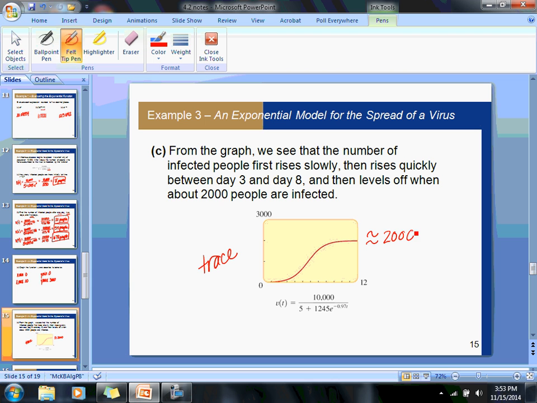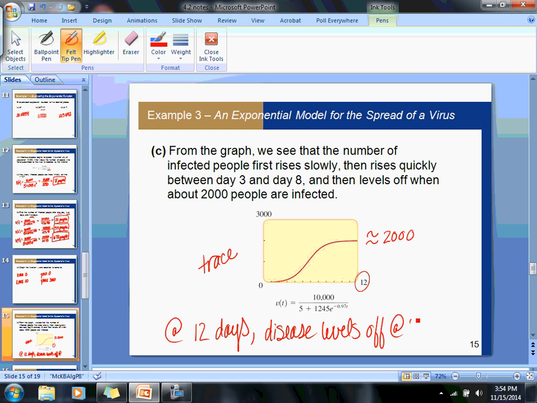And we want to figure out how many days that's actually happening. So again, if you trace, you start to get to this level part right about here, where it really starts to level out. That should be at about 12 days. So at 12 days, the disease levels off at 2,000 people that are affected. Okay.